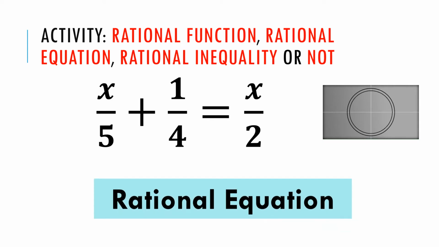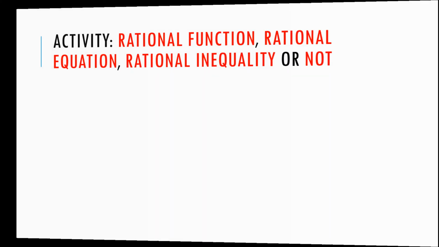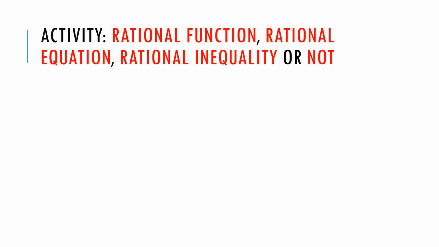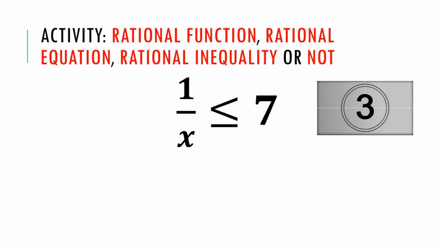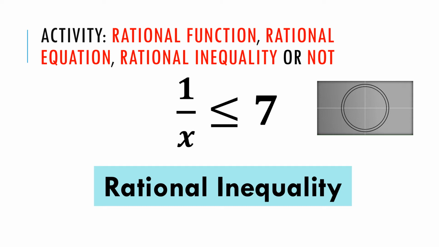And the answer is rational equation. Equations that contain rational expressions are called rational equations. Next, we have 1 over x is less than or equal to 7. Timer starts now. Time's up. The answer is it's a rational inequality.